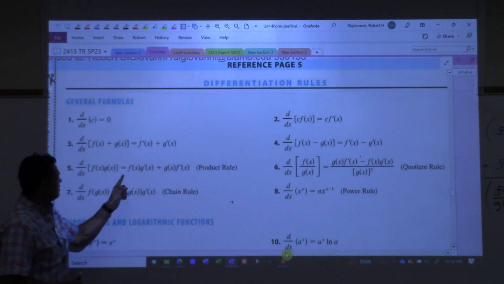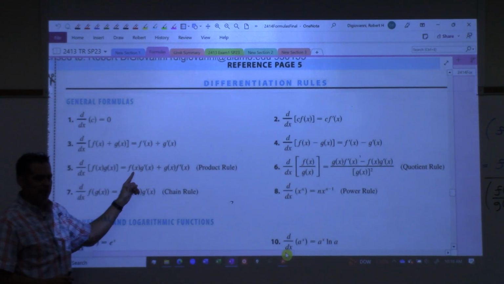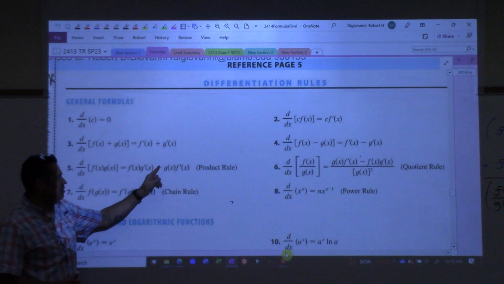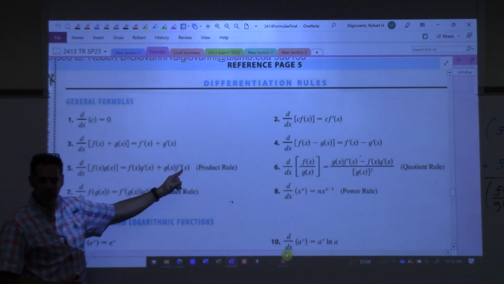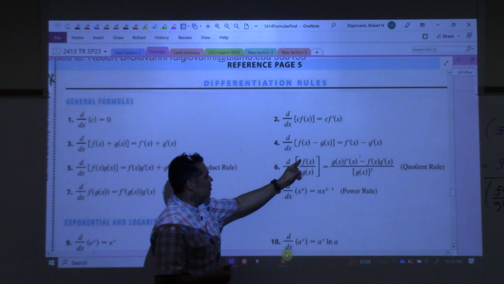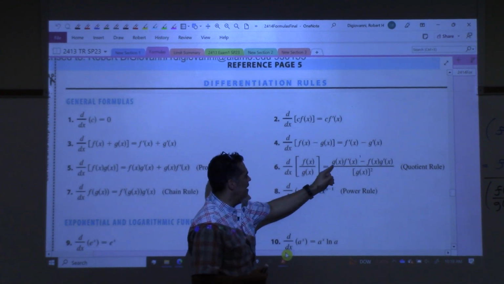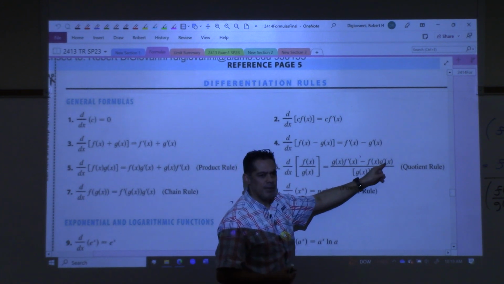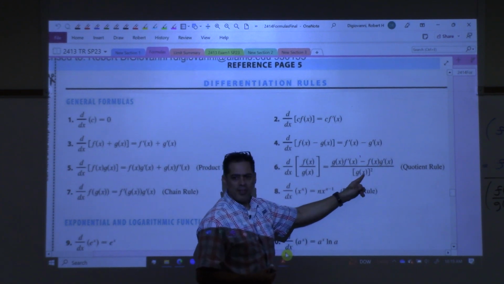Their rule says you take the derivative of f, times g, and you add to that f times the derivative of g. That's not the formula I showed you, right? And then when you look at the quotient rule, look at what they do. They say g times the derivative of f, minus f times the derivative of g, and then divide by g squared.